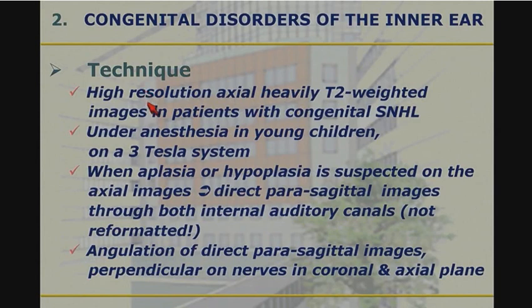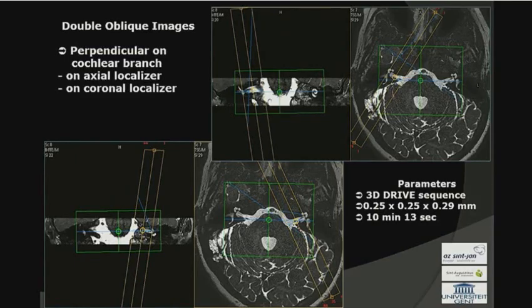If you look at hypoplasia, then you need the highest resolution. We go further than in normal situations with our drive sequence. And in children, we will use anesthesia so that they do not move. We will use a 3 Tesla system. And of course, when aplasia or hypoplasia is suspected, we will make direct double oblique reconstructions through the fundus of the internal auditory canal, because otherwise you can't see that. That's what we do. We normally have resolution of 0.3, 0.3, 0.3. If we have congenital deafness, we go even to 0.25, almost isotropic.